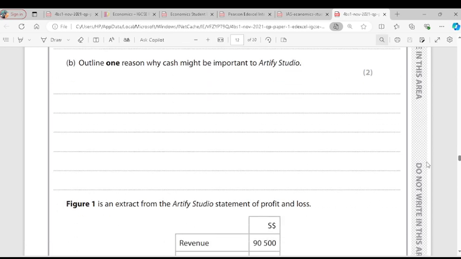Outline one reason why cash might be important to Artify Studio. Cash is important to Artify Studio as it could be used to pay creditors promptly. So when Artify Studio has enough cash, it is able to pay its creditors, its suppliers. And when you're able to pay them at the right time, as and when due, it builds your relationship with them. So they will always trust you, and they will always want to sell to you even on credit. Is it clear?